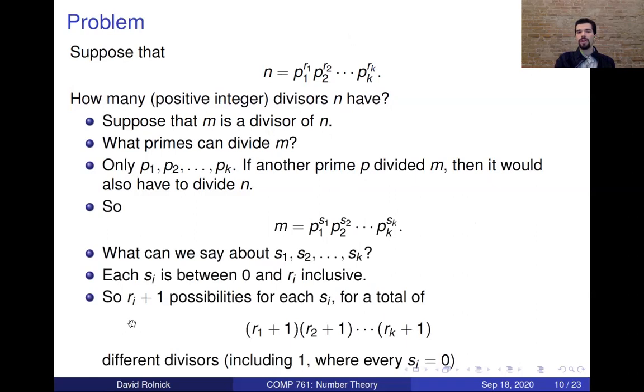Since there are R sub i plus 1 possibilities for each S sub i, 0, 1, 2, 3, 4, all the way up to R sub i, we have a total of R sub i plus 1 for each of the S sub i's, and those are all independent. So the product of all of those, R1 plus 1 times R2 plus 1, all the way times Rk plus 1, gives the number of different divisors. And that includes the divisor 1. We know that 1 divides n, certainly. And 1 corresponds to the prime factorization where every exponent is 0.